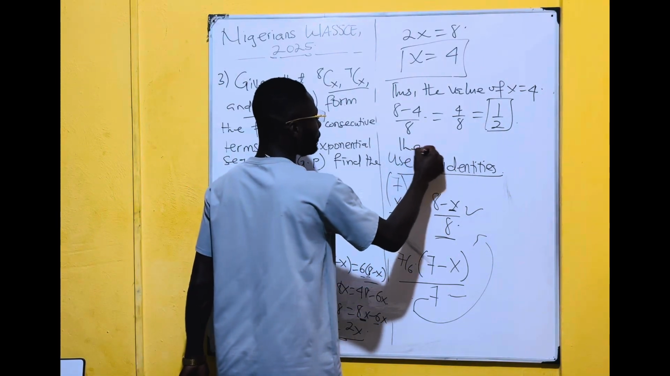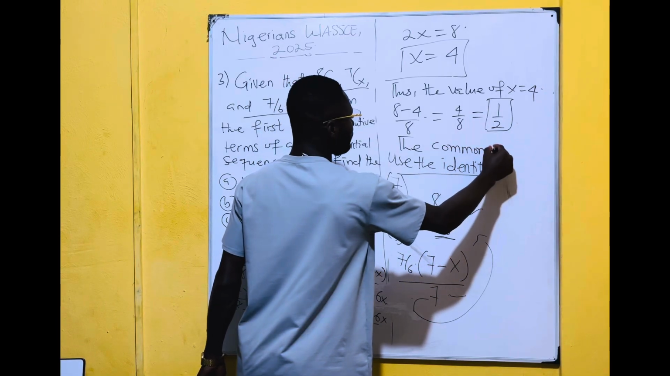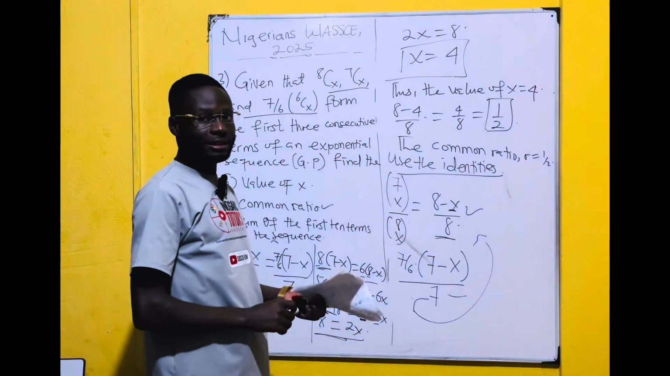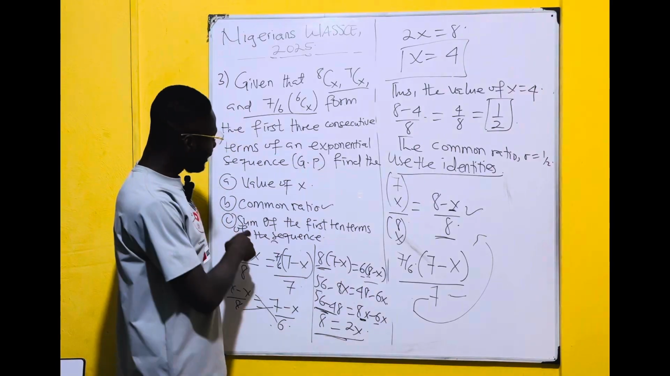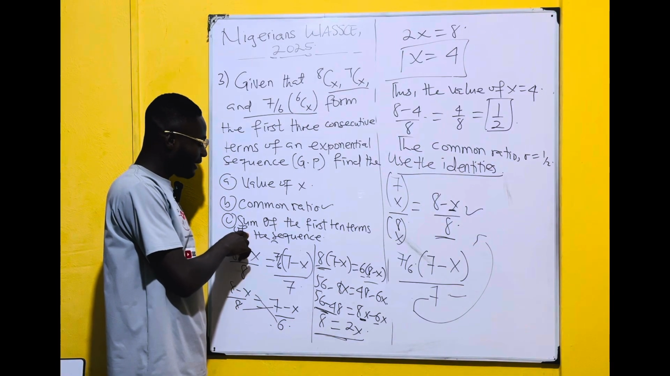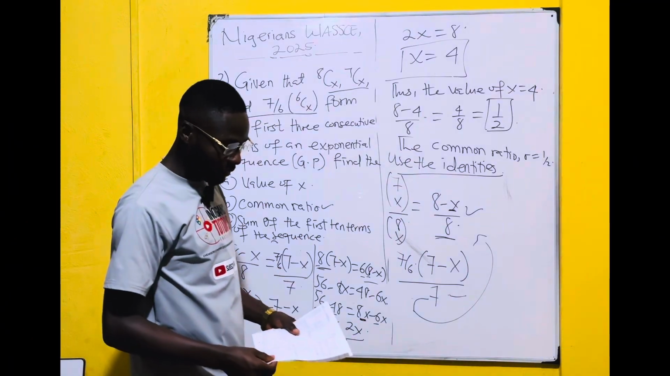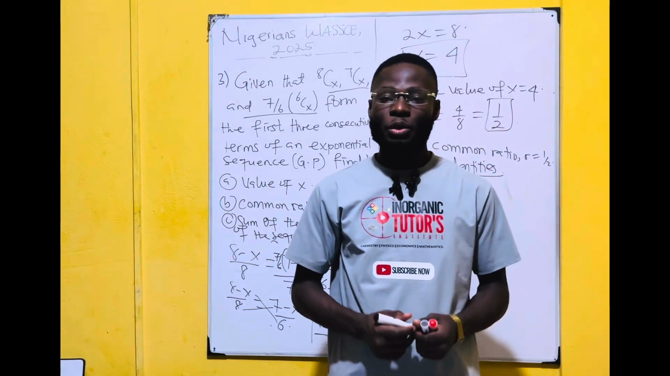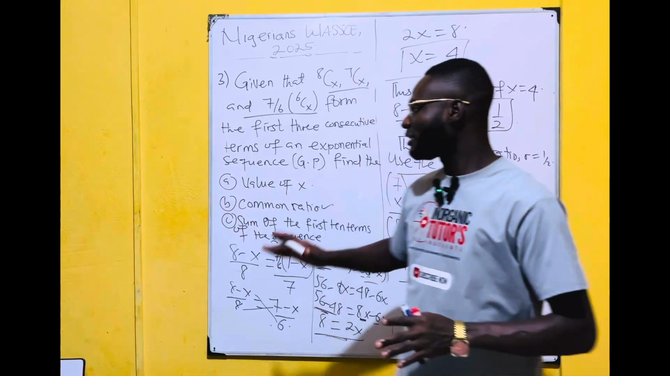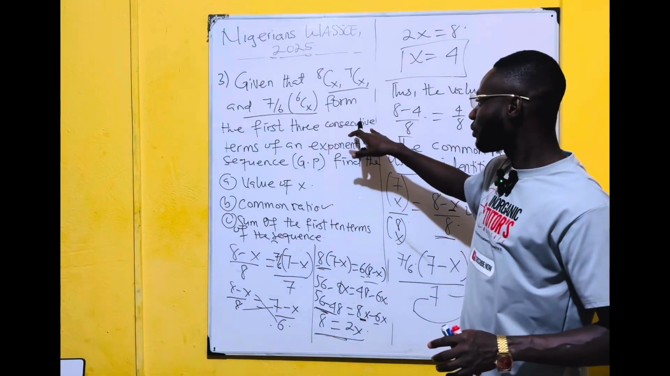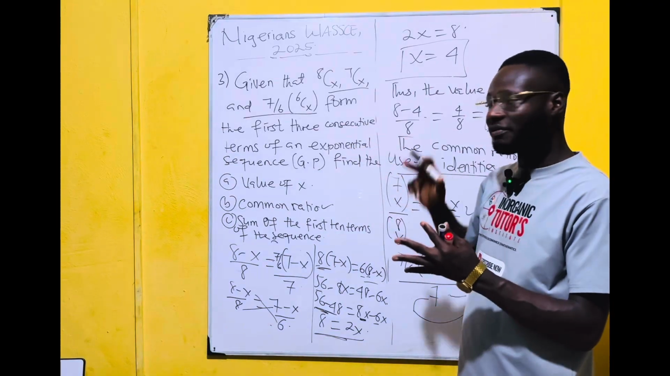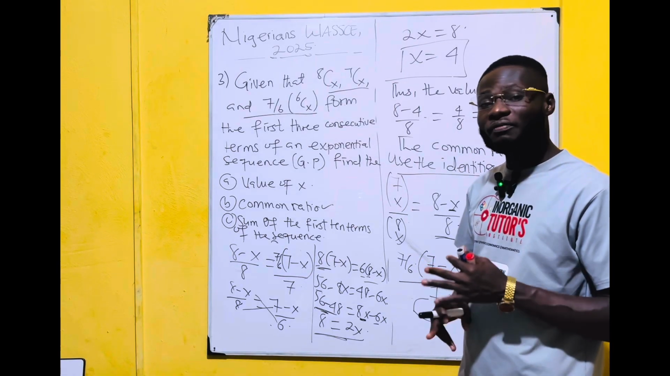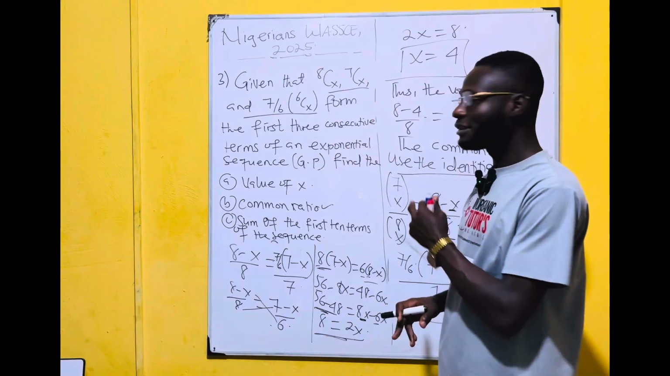So the common ratio, r, is half, right? So that is how we find the common ratio. Now the last part of the question says that we should find the sum of the first 10 terms, right? So how do we do this? Now remember that we have been given these consecutive terms, and we have been able to find the value of x. We have been able to find the common ratio, which is r. Now we want to find the sum of the first 10 terms.